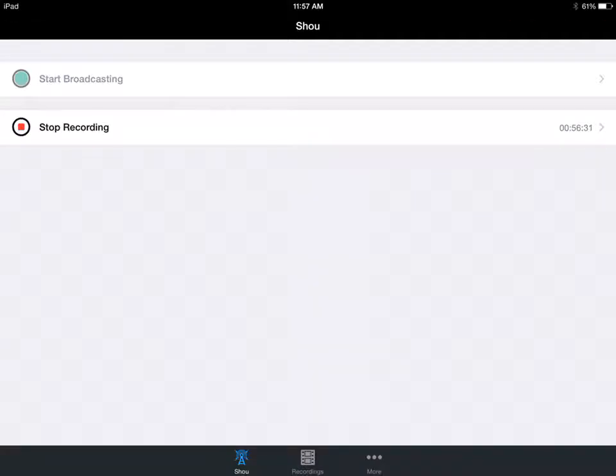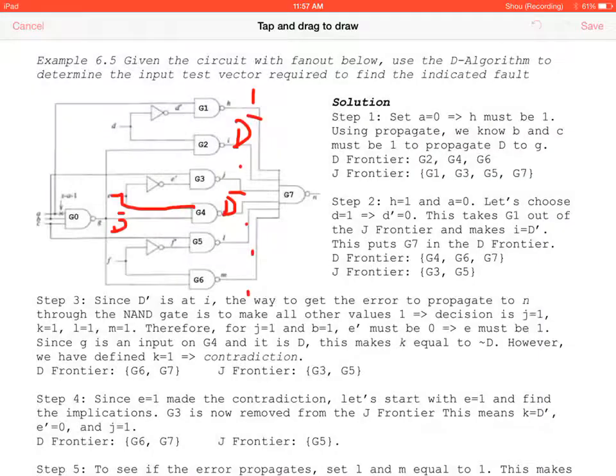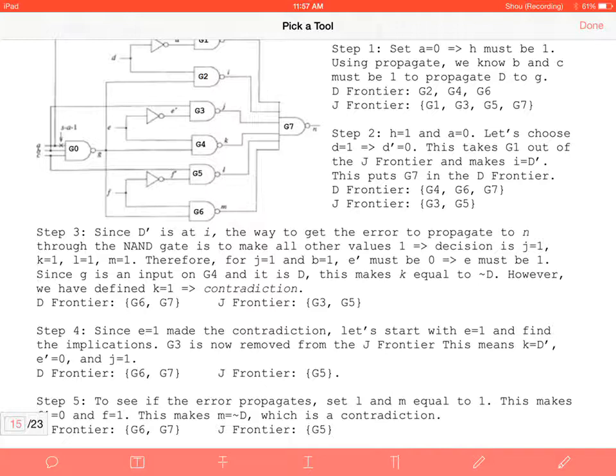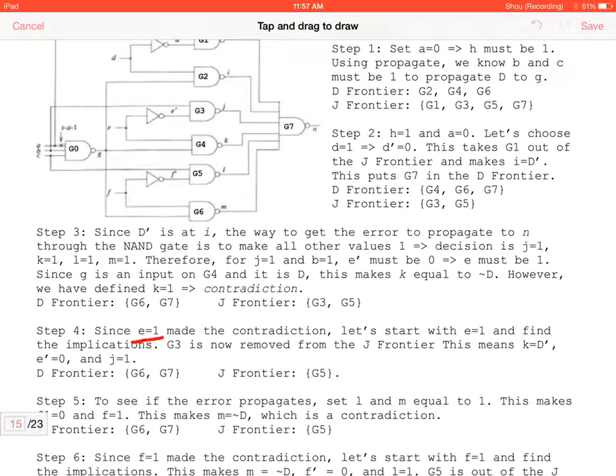So therefore, we have not moved anything in or out of our J frontier or D frontier. So the next step, since E equals 1 made the contradiction, then we're going to start with that value. As I mentioned earlier, if that made the contradiction, that means we're going to try to find the implications. Instead of saying that all of these must be 1, we still remain H is equal to 1 and I is equal to D bar.